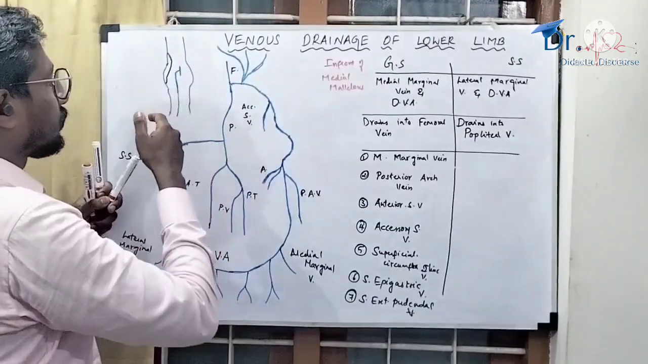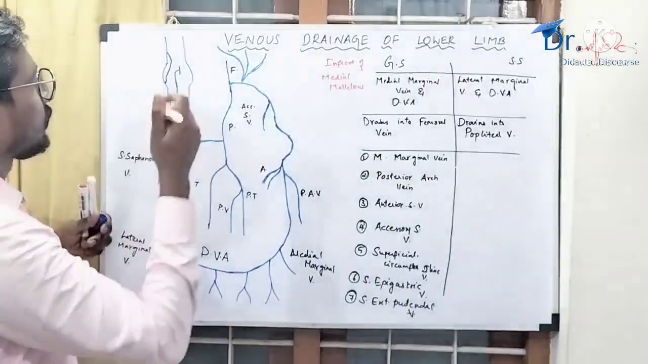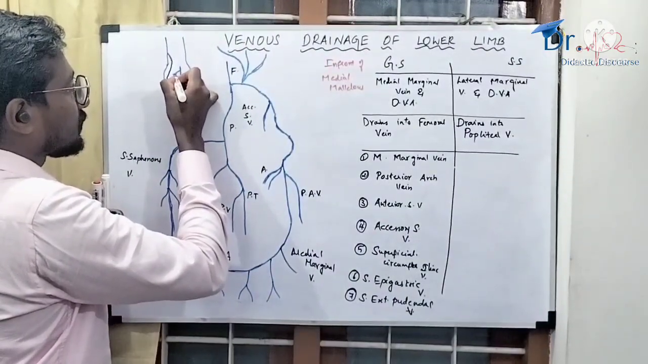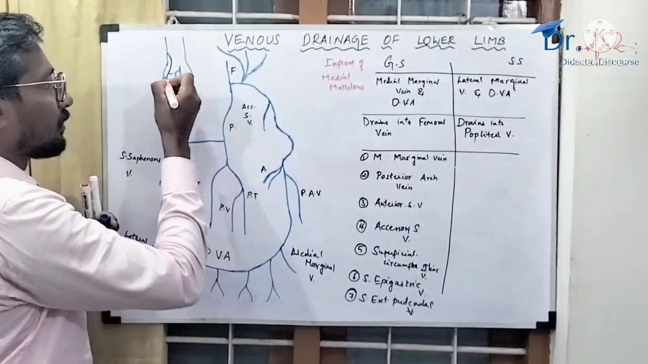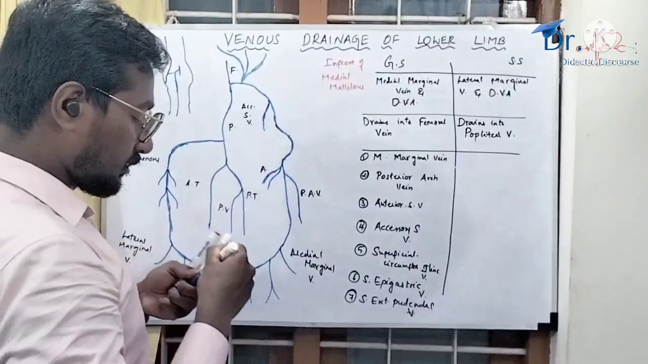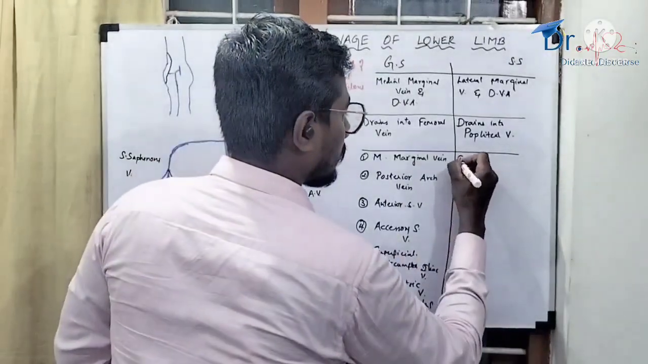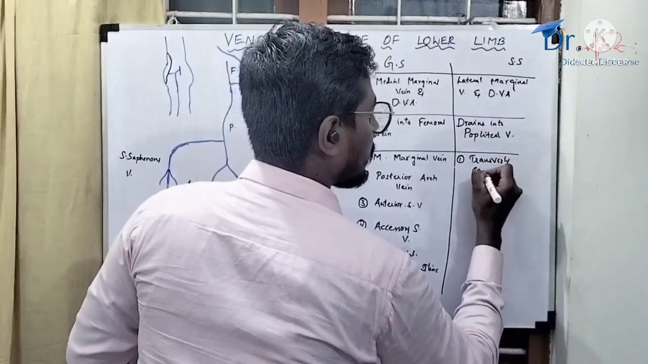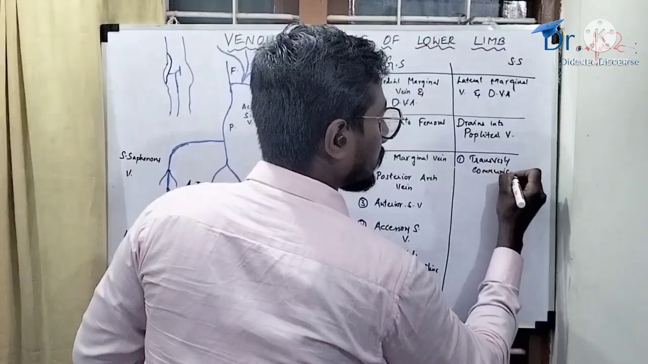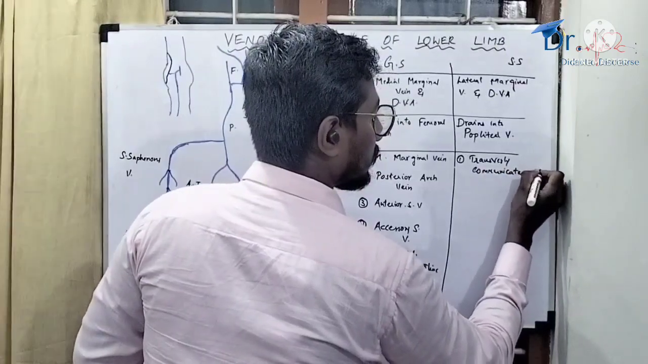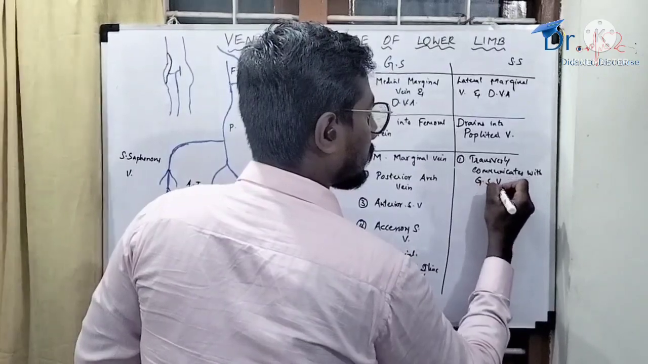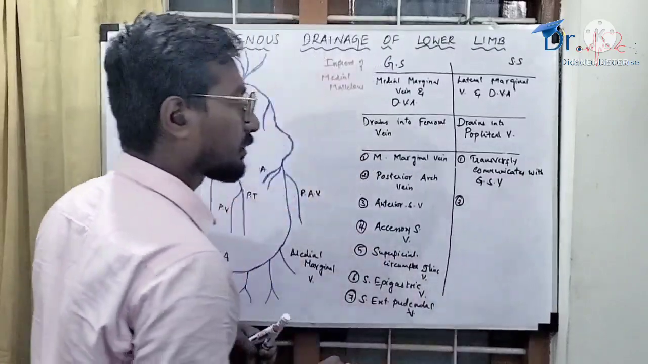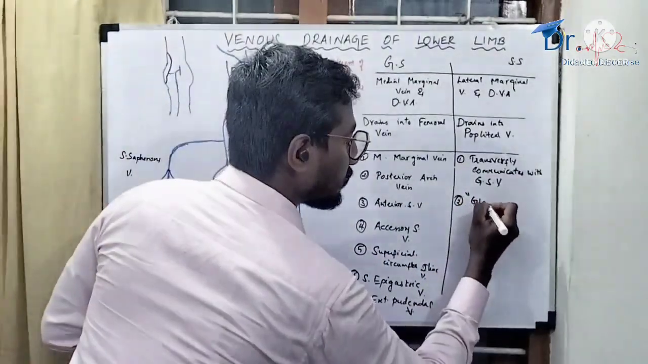So the popliteal vein transversely communicates when it reaches the popliteal fossa. It transversely communicates with the great saphenous vein. That is one of the communications. And you have a second communication. That communication is called the Giacobini vein.